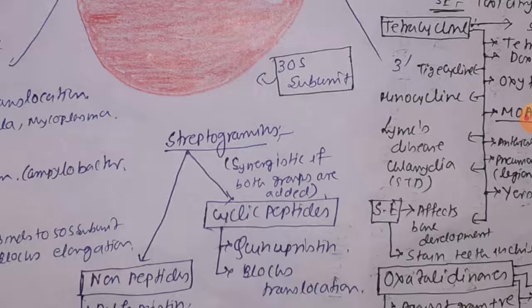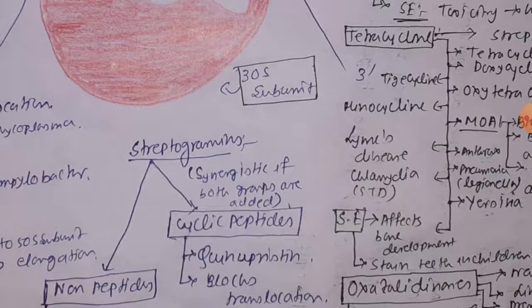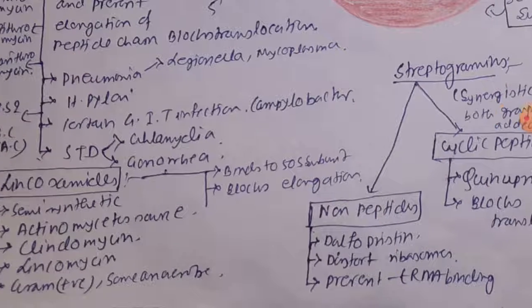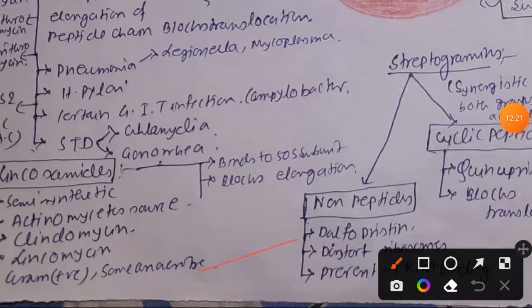Then we discussed lincosamide. This lincosamide is a semi-synthetic antibiotic. Lindomycin and lincomycin are examples of lincosamide, and lincomycin is specially isolated from an actinomyces source, and it has the ability to attack the 50S ribosomal subunit and block elongation. Lincosamide is also used for gram positive and some anaerobic bacteria treatment.